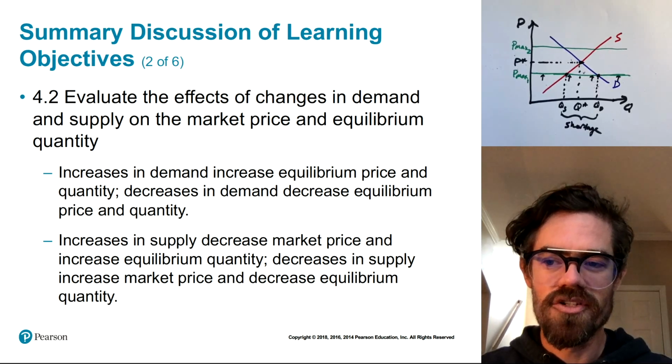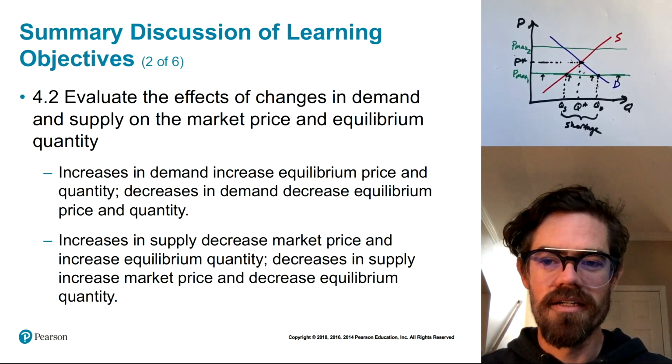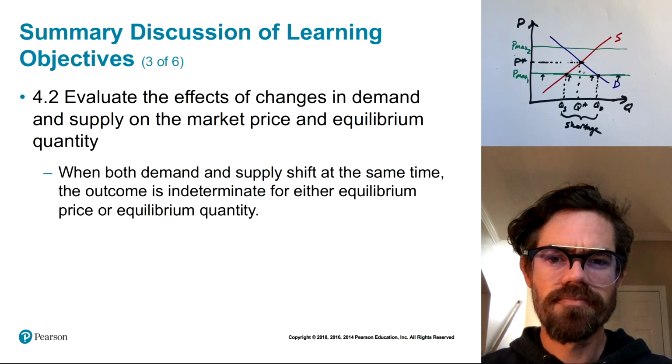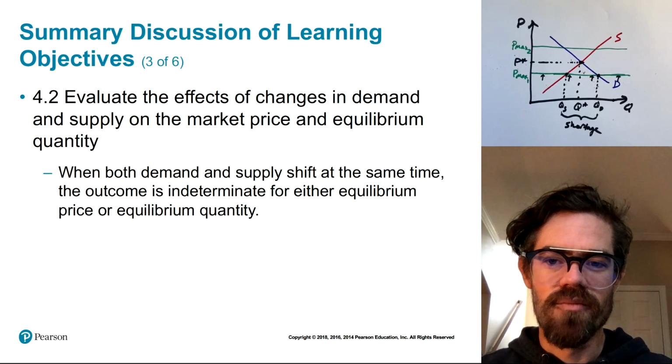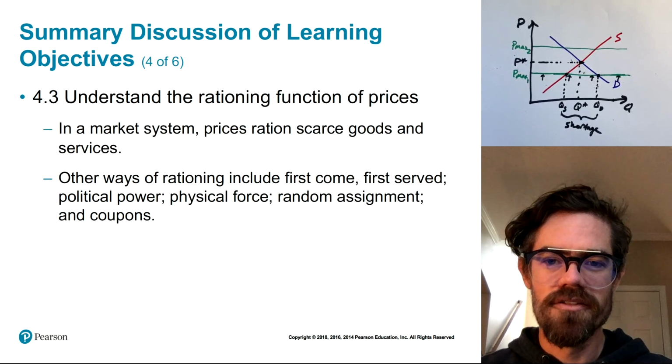So make sure you go over this section particularly well and become very familiar with it. Probably the most important part of this chapter, followed by price controls. We also looked at, in section 2, the effects of changes in demand and supply when both of them shift at the same time, right? So we saw that when both supply and demand shift simultaneously, the outcome will be indeterminate for either price or quantity. So make sure you're familiar with that too.